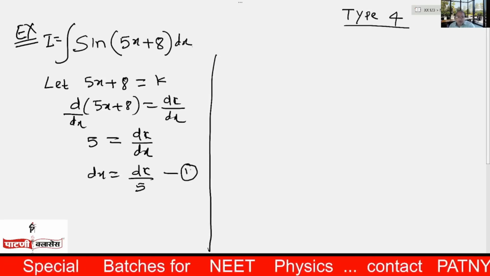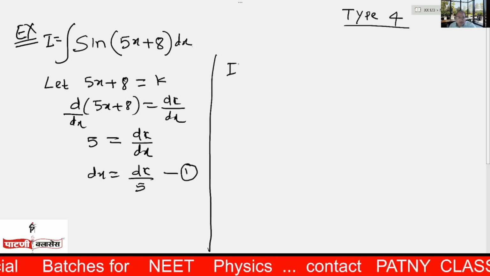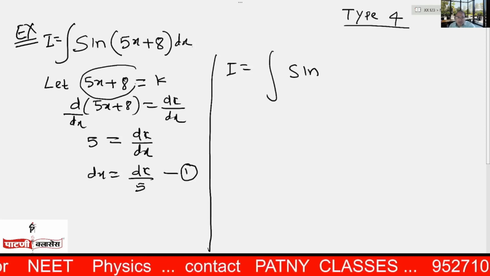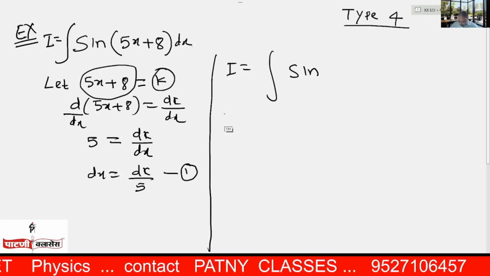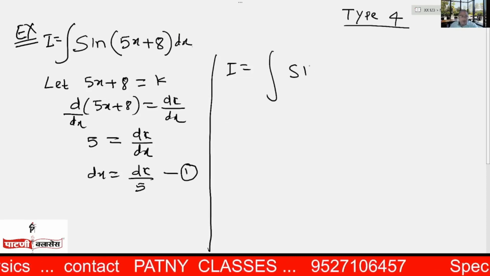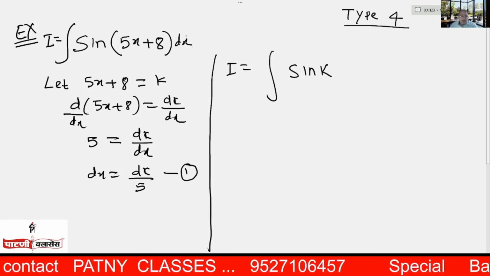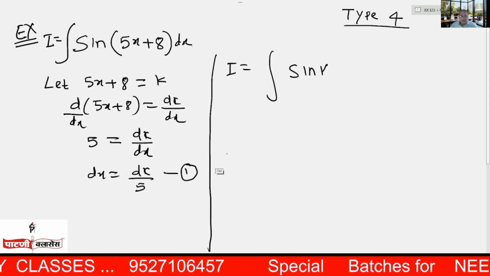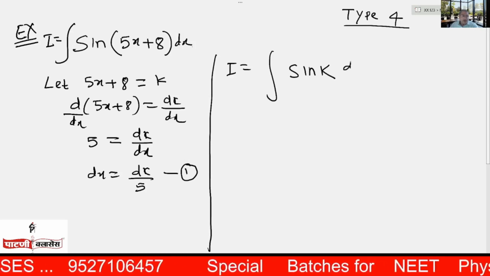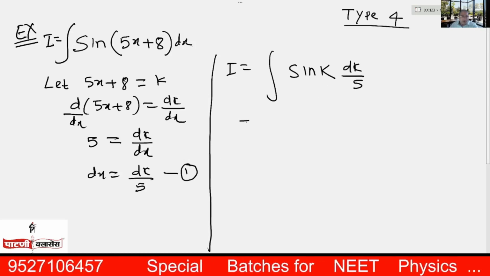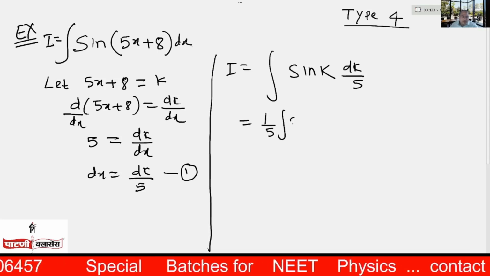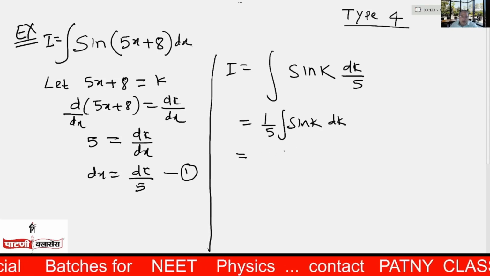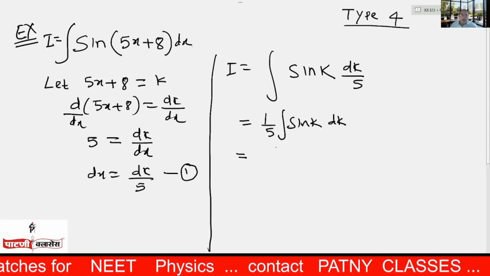The given problem is I equals, let us call it equation 1, the integration of sine of 5x plus 8. Now 5x plus 8 equals k, so I am putting sine k in place of sine of 5x plus 8, and in place of dx I am going to use equation number 1. So sine k and dk upon 5, and 1 upon 5 is taken outside, sine k dk. We notice that the steps are similar, only the function has become a compound expression.